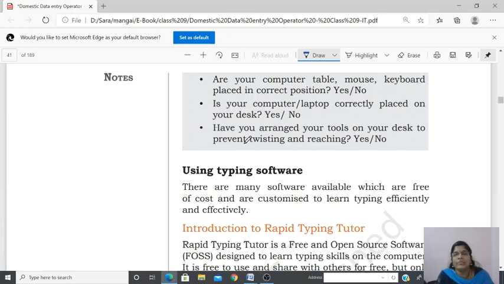As I said, please practice the same if you have a computer at home. Got it, students? That's good. Also read the same chapter from your textbook.